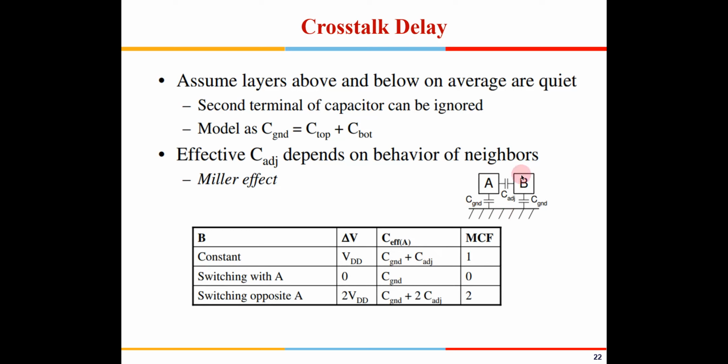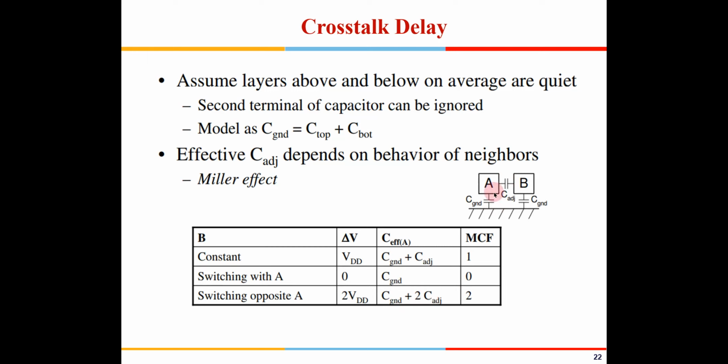Now if both the wires are making either a 0 to 1 transition or a 1 to 0 transition in sync, then delta V will be 0, so this capacitance doesn't play any role. However, if this one is making a transition from 0 to 1 and this one from 1 to 0, then the net capacitance as seen by this wire will be 2 times the C adjacent.